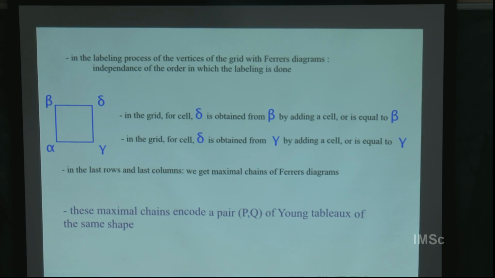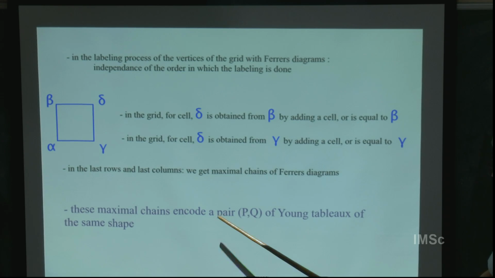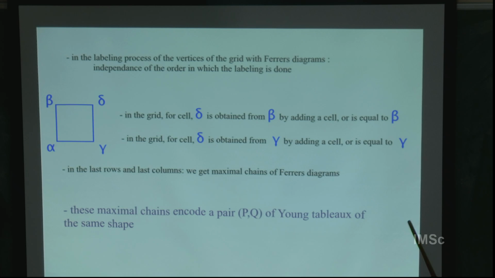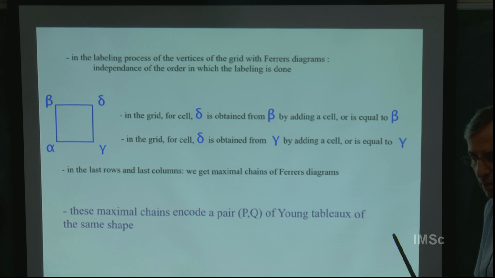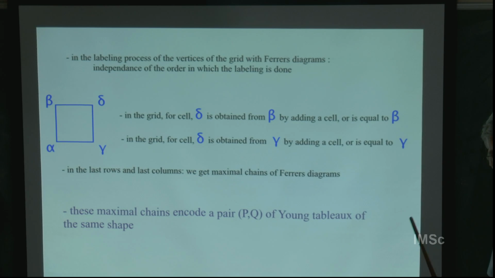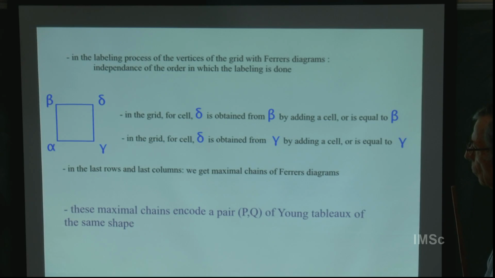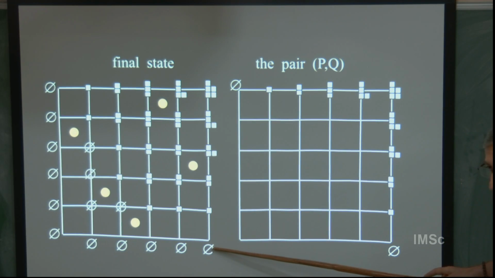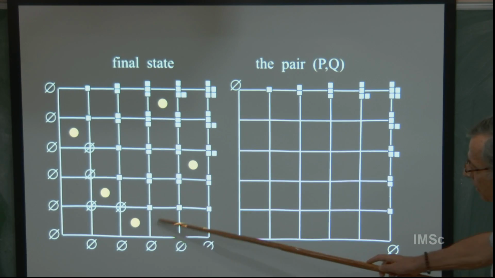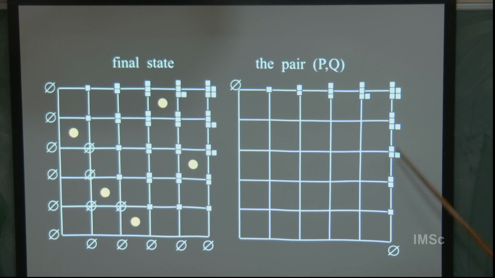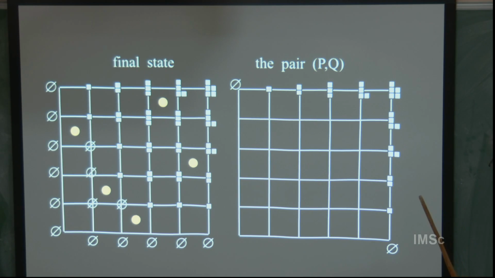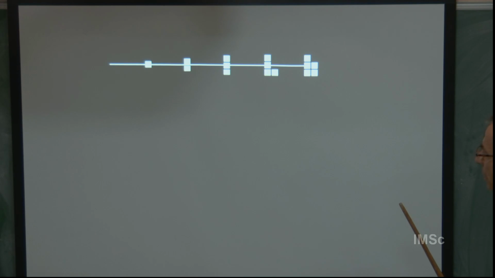And now I claim that this maximal chain encodes a pair PQ of Young tableaux. This is easy to show. A standard Young tableau of shape lambda is the same as a maximal chain in the Young lattice going from the empty diagram to the diagram lambda. So for example, this is the algorithm starting from the empty Ferrer diagram, with the yellow points being the permutation. At the end, I have this final state, and I have the pair PQ. How is it a pair PQ of standard Young tableaux of the same shape?